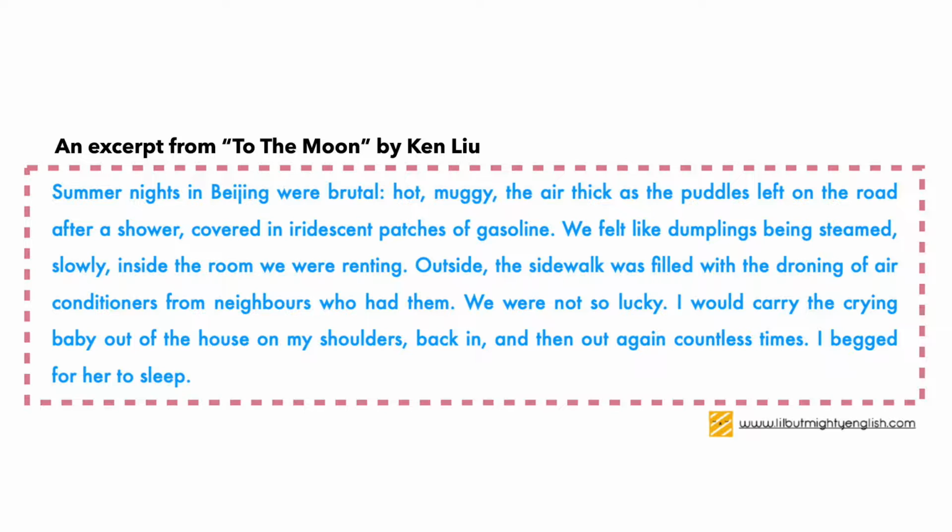Now, let us read an excerpt adapted from the story To the Moon by Ken Liu. Summer nights in Beijing were brutal. Hot, muggy, the air thick as the puddles left on the road after a shower, covered in iridescent patches of gasoline. We felt like dumplings being steamed, slowly, inside the room we were renting. Outside, the sidewalk was filled with the droning of air conditioners from neighbors who had them. We were not so lucky. I would carry the crying baby out of the house on my shoulders, back in, and then out again countless times. I begged for her to sleep.